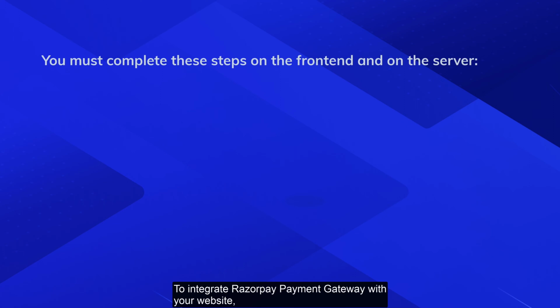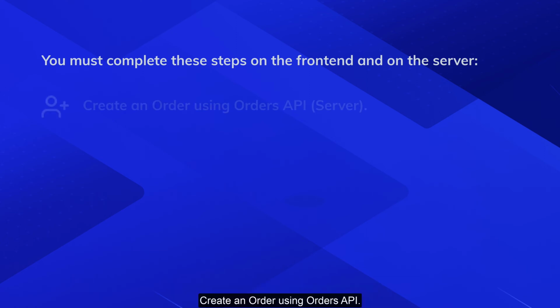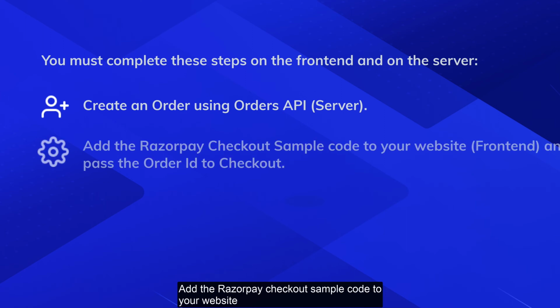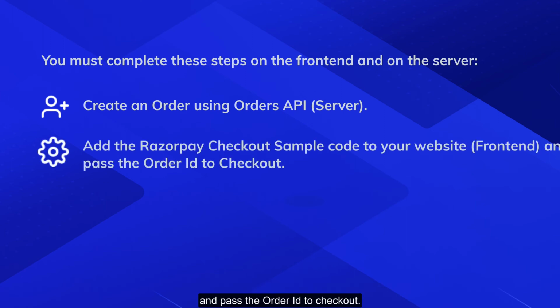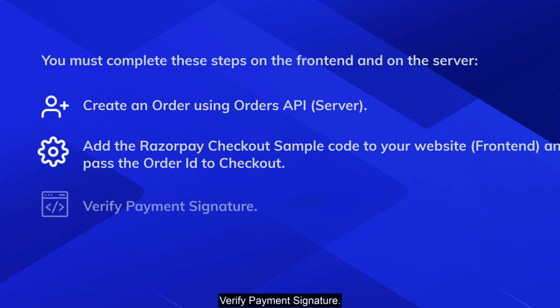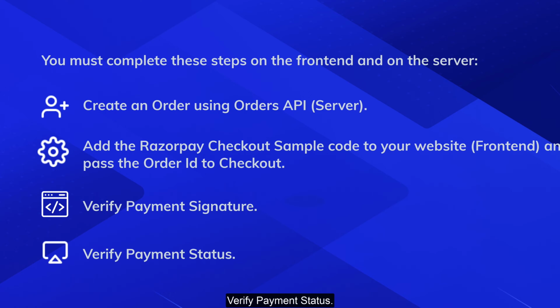To integrate Razorpay payment gateway with your website, you must complete these steps in the front-end and on the server. Create an order using Orders API. Add Razorpay checkout sample code to your website and pass the order ID to checkout. Verify payment signature. Verify payment status.